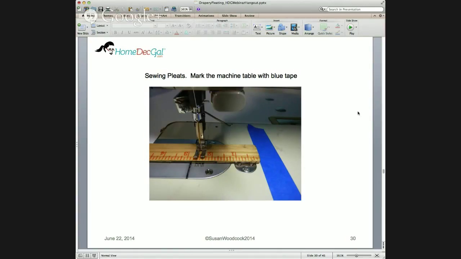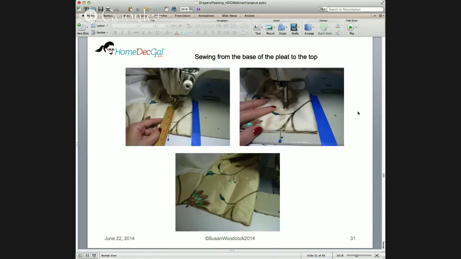So for sewing pleats, I like to mark the machine with blue tape. So for this pleat, the needle is positioned the center of the presser foot at 2.5 for a 5-inch pleat. You can either sew from the base of the pleat or from the top of the pleat. I do them both ways. I think it just depends on my mood. My mom sews this way from the base of the pleat up.